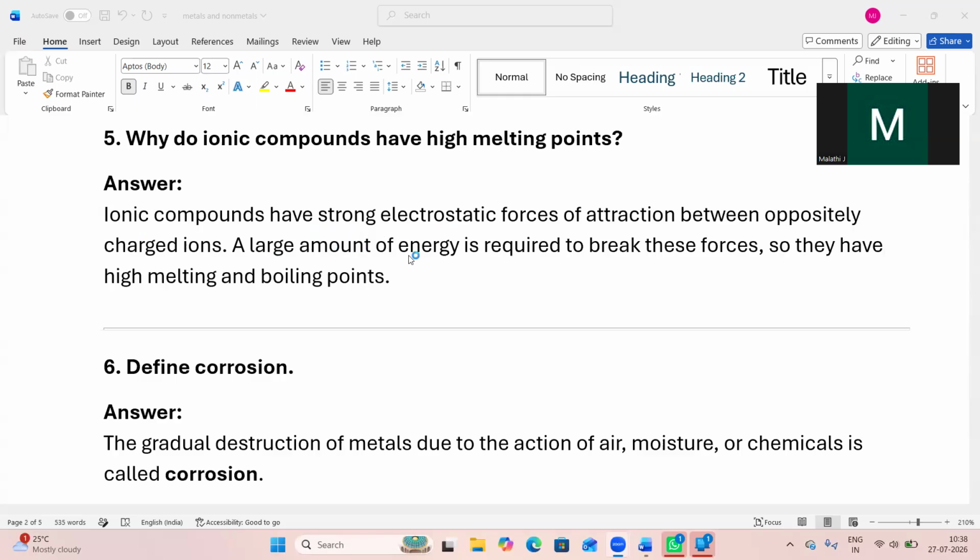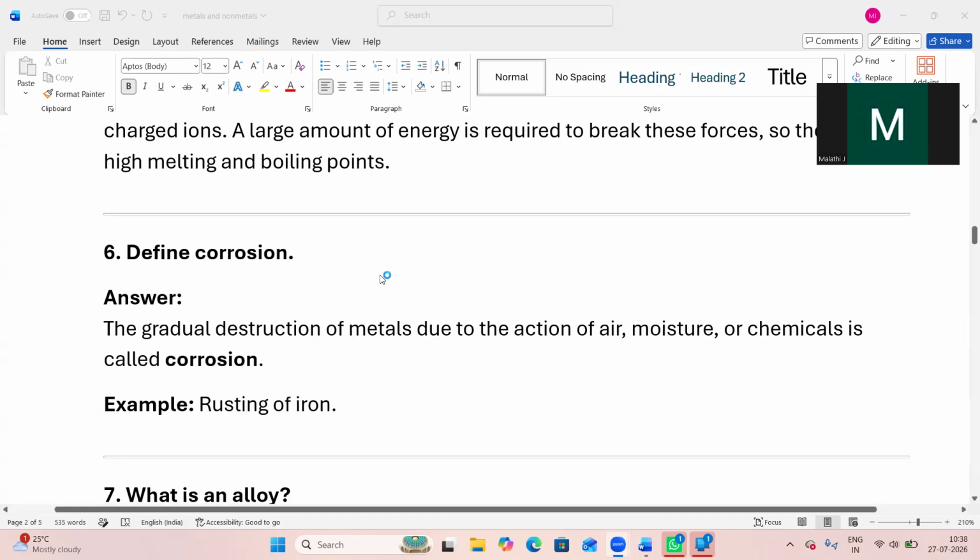So a large amount of energy is required to break this force. There is a strong electrostatic force of attraction present, and to break the ions we need more energy, a large amount of energy. So they have high melting and boiling points, because of the strong electrostatic force of attraction between the oppositely charged ions.